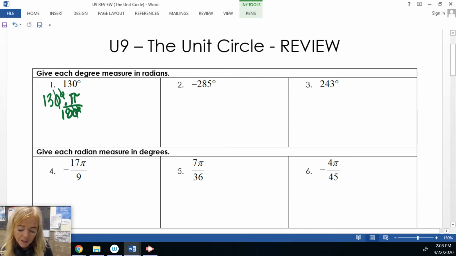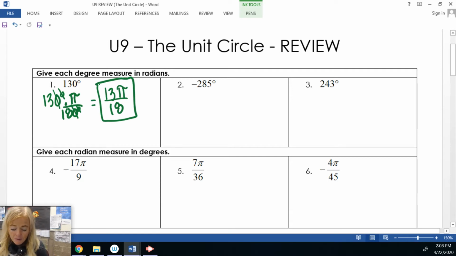I like to just divide out a 10 if there's a 0 that's common. And when you divide out a 10, you're left with 13. You also have a pi up top and then 18 on the bottom. So that's what you would do with number 1.